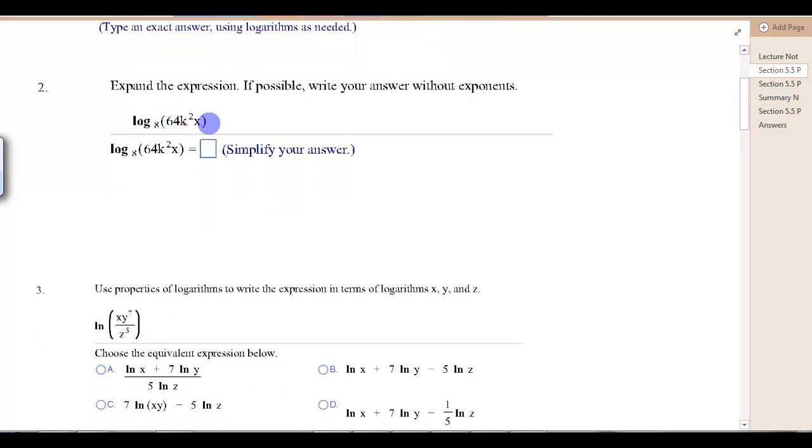Here we have a product. So after we recognize that, let's go ahead and write that out. Log base 8 of 64 plus log base 8 of k squared plus log base 8 of x. Can we evaluate this one? 8 to some power equals 64? Yes, that is a 2. We're going to bring that power down.